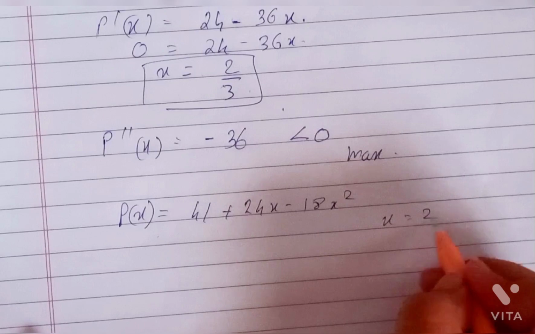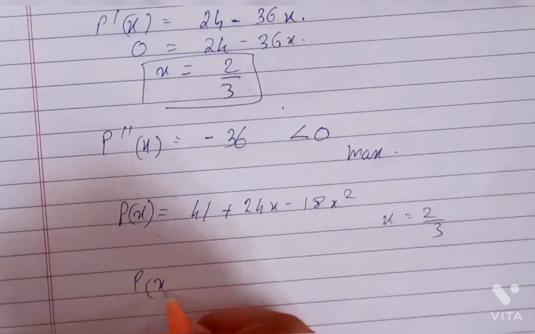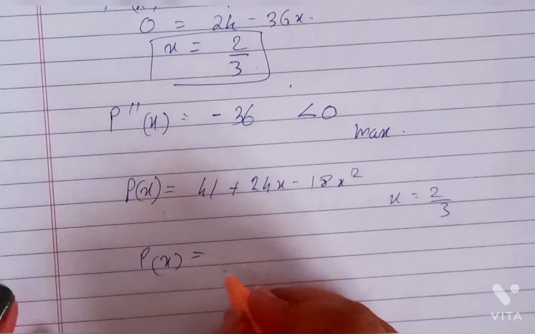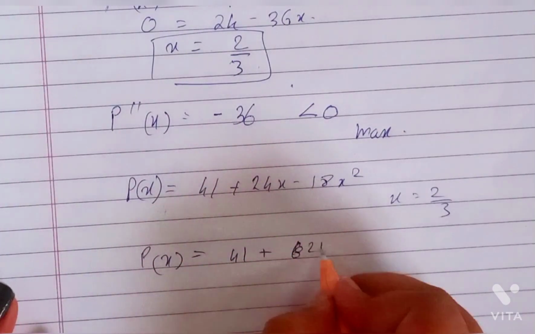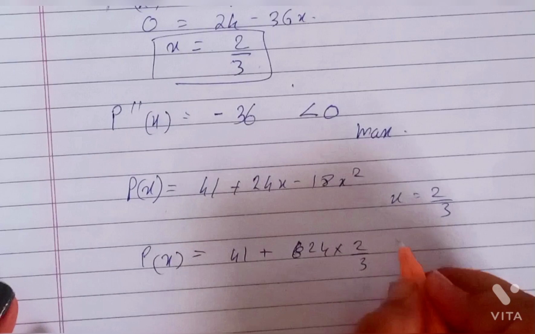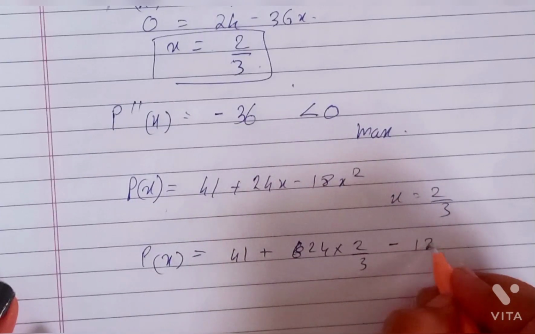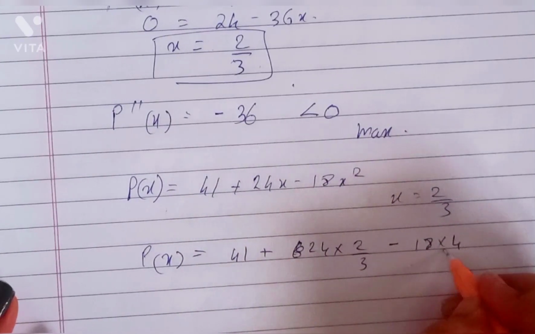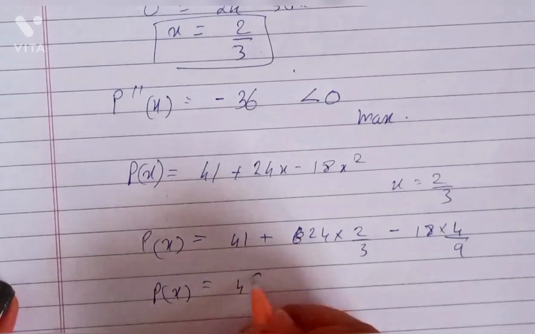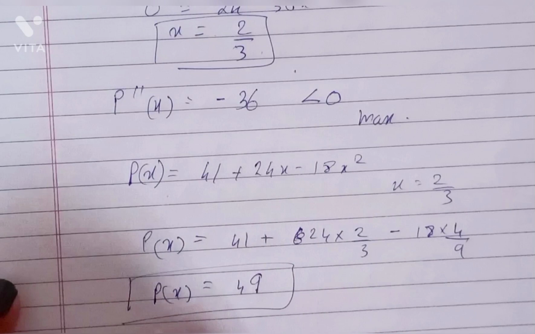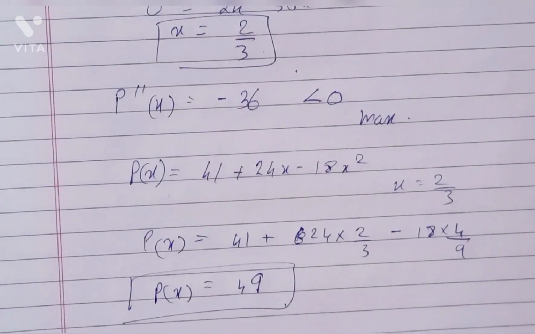So x equals 2 by 3. So putting this, we'll get 41 plus 24 into 2 by 3 minus 18 into 4 by 9. From this we'll get p of x equals 49. So this is our required answer. So they could attain maximum profit of 49.